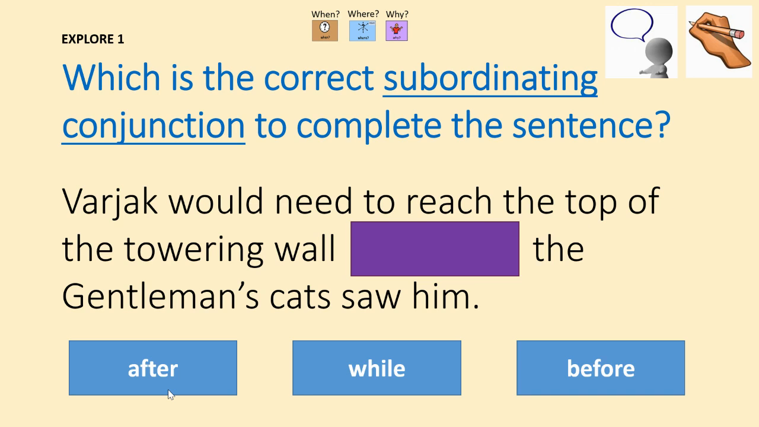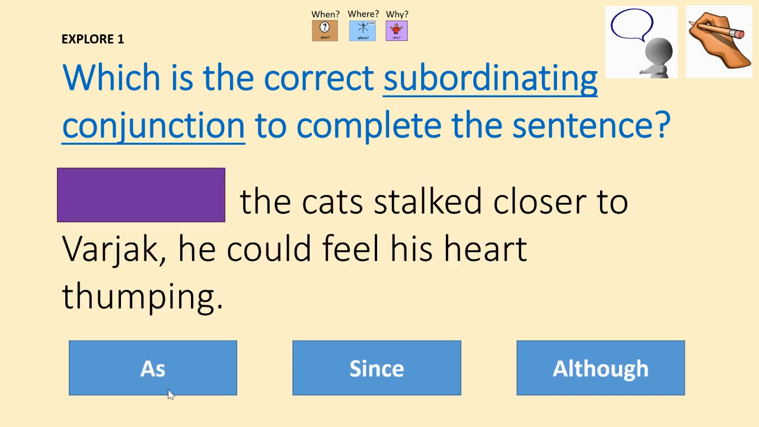Okay, so what did you put? Varjak would need to reach the top of the towering wall after the gentleman's cat saw him, while the gentleman's cat saw him, or before. When would he need to reach the top of the towering wall? After, while, or before the gentleman's cat saw him? I think before, and I am right. Otherwise, they might come and catch him. So he would need to reach the top of the towering wall before the gentleman's cat saw him. Well done if you got that right.